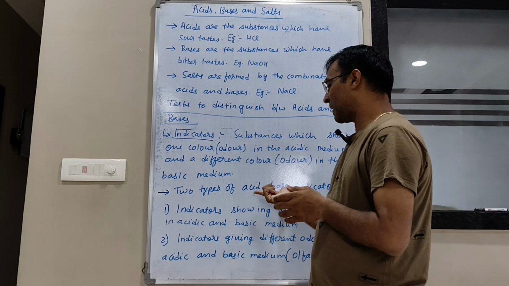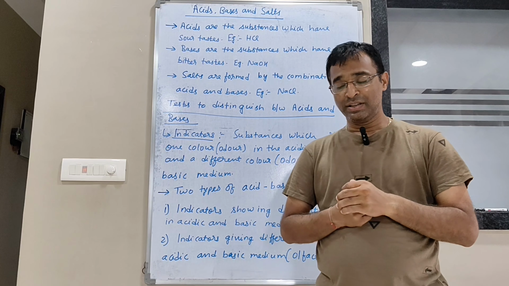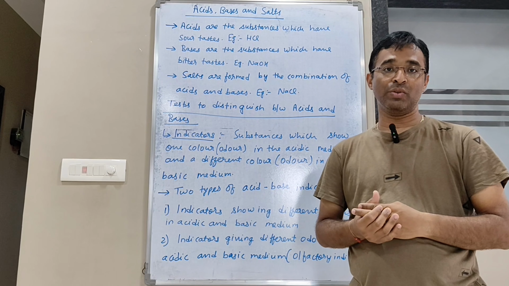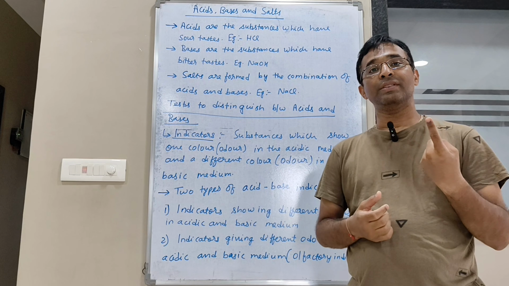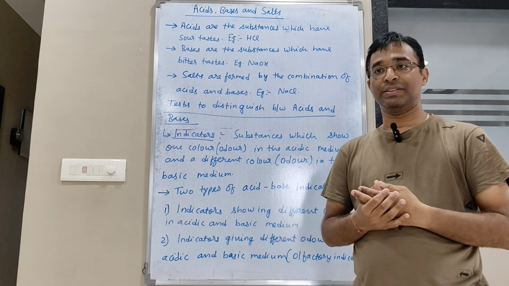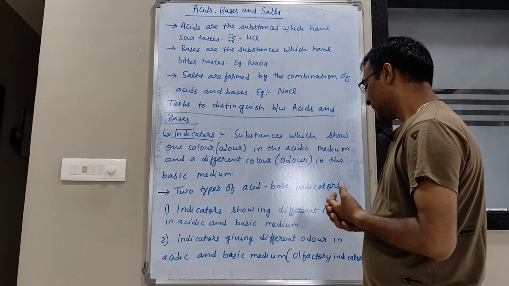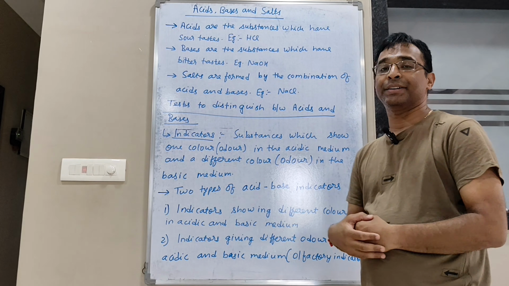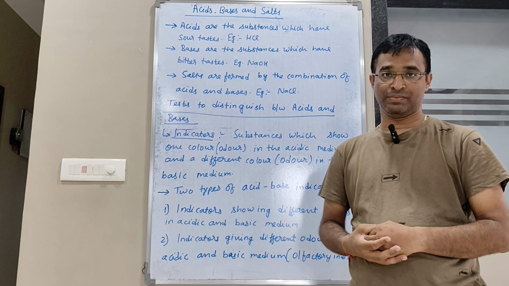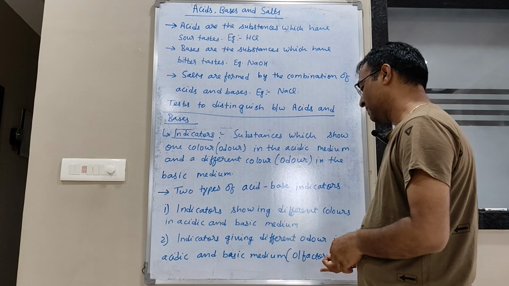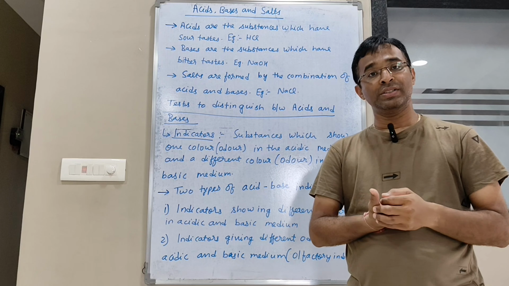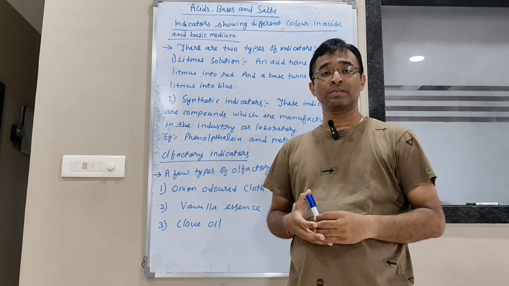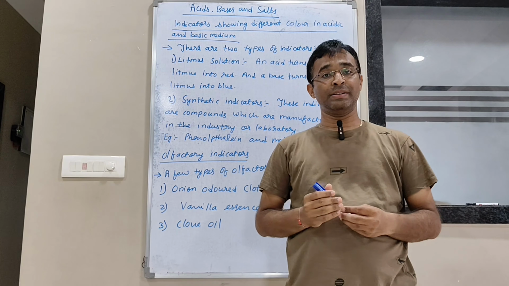Again, there are two types of acid and base indicators. First is indicators showing different colors in acidic and basic medium. As I told you, color is one of the parameters from which we can differentiate. Second one is olfactory indicators, which give a different odor, by which we can check whether the substance is acidic or basic. Now we are going to discuss the two types of indicators in a bit more detail.